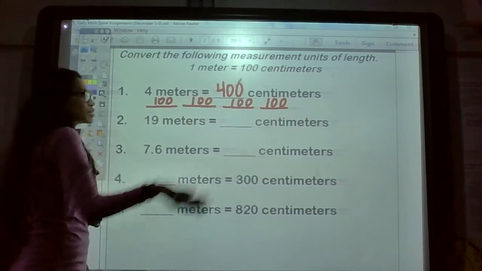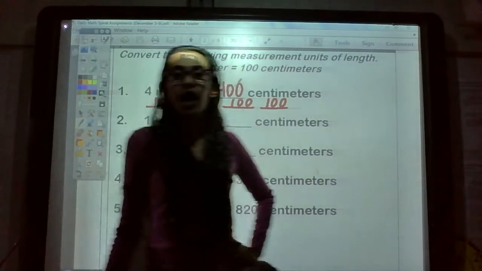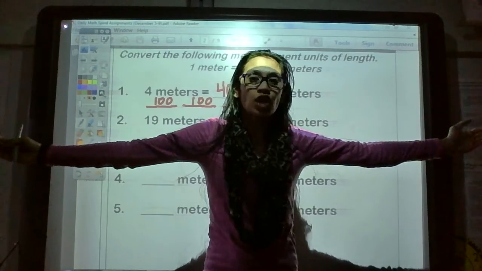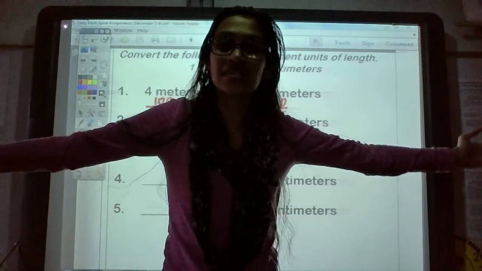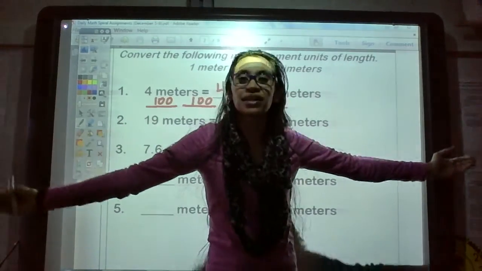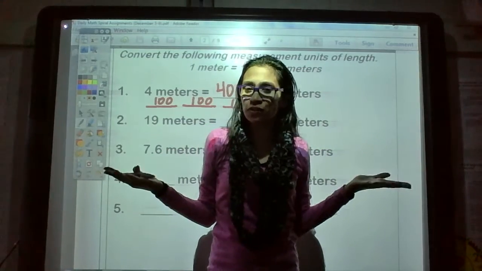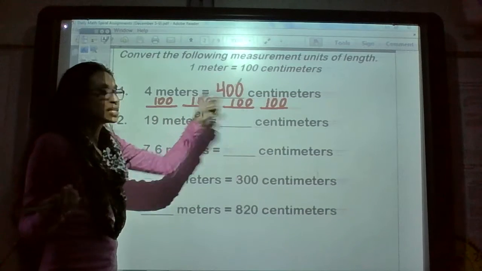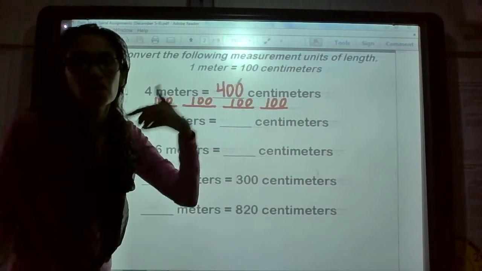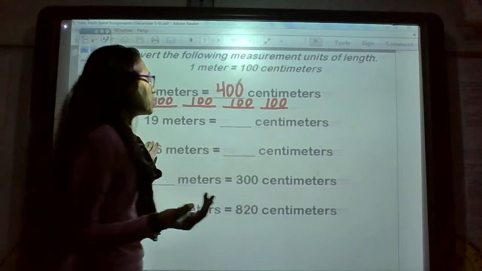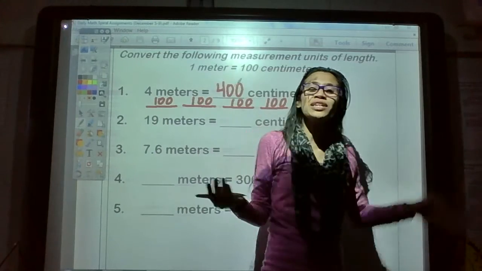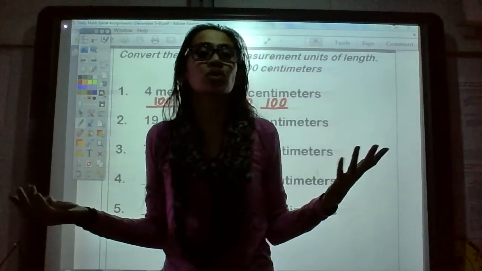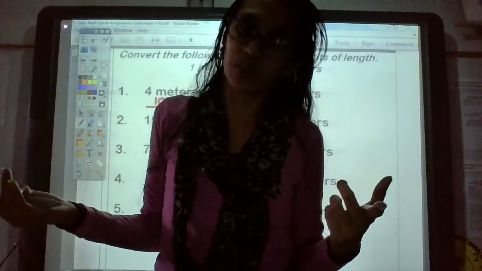19 meters is equal to how many centimeters? Now, I need 19 of these, so I might need like 19 people. Let's line up together and figure out how many that is. So lots of different ways that we can figure that out. You can do 19 hundreds, which might go over the paper. You can do that if you want to, or we can do an easier way. What would be the easy way?